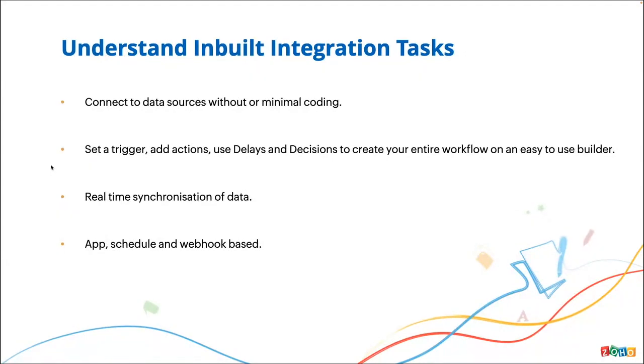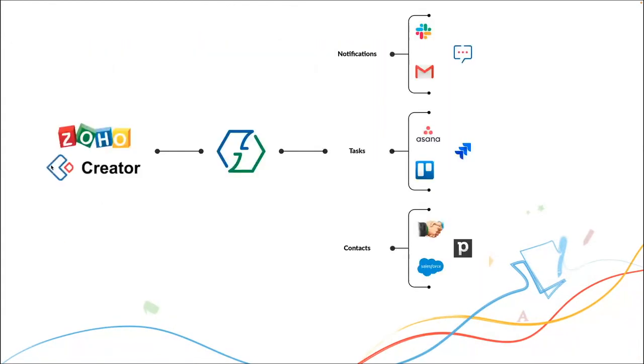Now these triggers could be application based, schedule based, or webhook based. Application based is based on an application, schedule based is based on a specific date and time, and webhook based is based on a specific API or an HTTP request.